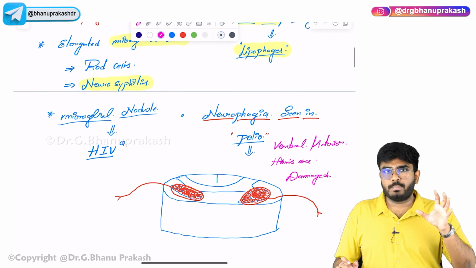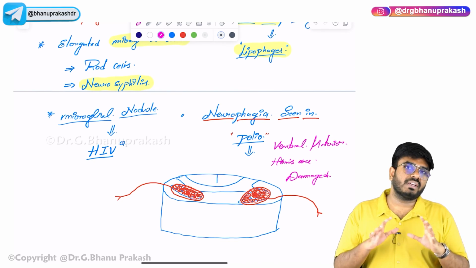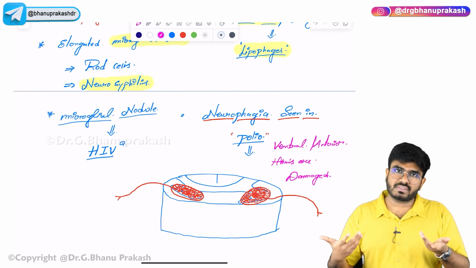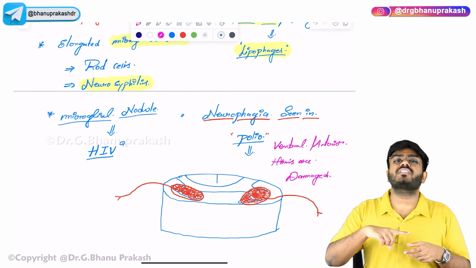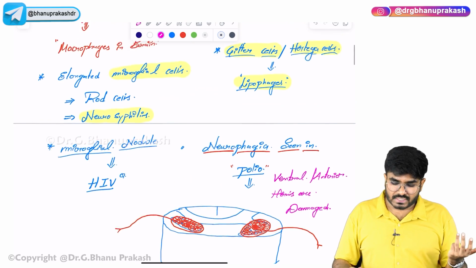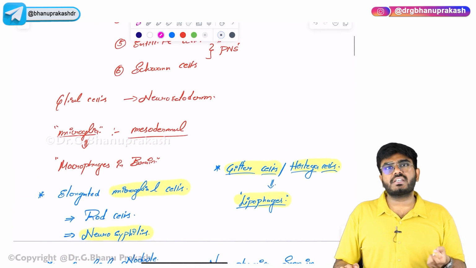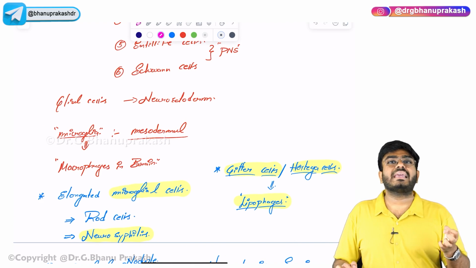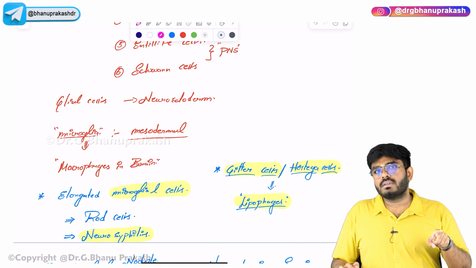HIV. In poliovirus infection, which part of the central nervous system is getting affected? It is the anterior horns of the spinal cord. The spinal cord is a part of the central nervous system. The anterior horns are affected, which causes the motor loss or paralysis. What are the gitter cells? Gitter cells, or foamy cells, are the lipophages, which are eating the myelin. And what is the stain for the myelin?